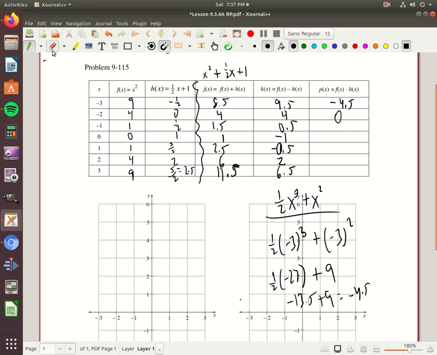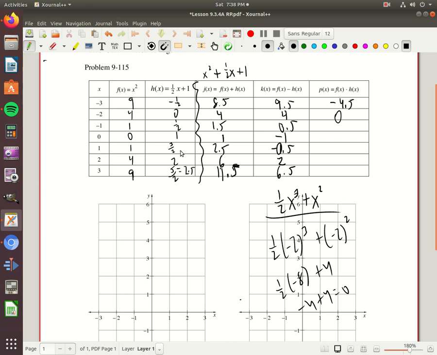So let's see if I get that. Let's go over here and plug in negative 2 for the x. Negative 2 times negative 2 is 4. 4 times negative 2 is negative 8. So half of negative 8 plus 4. A half of negative 8 is negative 4, plus 4. I did get my 0. So I think I'm good.